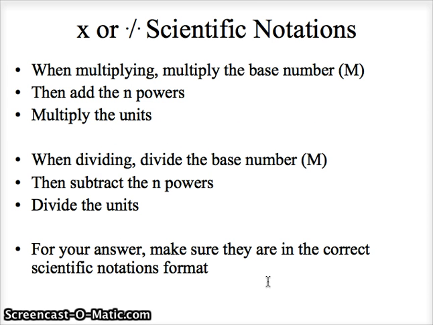Now, when you're multiplying or dividing scientific notations, there are several steps. Essentially, I think it's easier than adding and subtracting, because when you're multiplying, we just multiply the base numbers and then we add the exponential powers. Then we multiply the units together. When we're dividing, we divide the base numbers, then subtract the powers, and then we divide the units. So make sure that the answer is in the correct scientific notation format, and that's pretty much it.